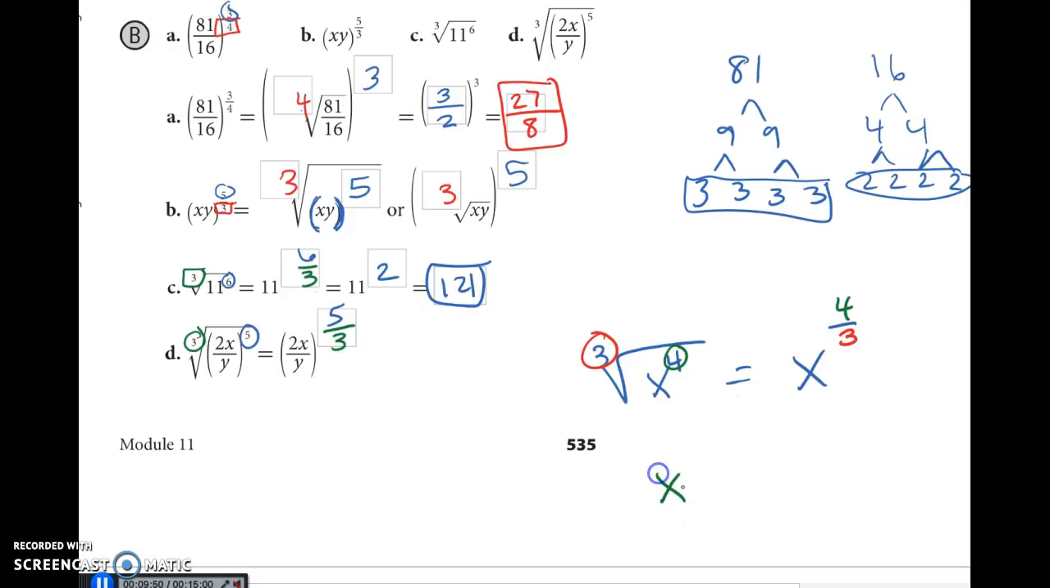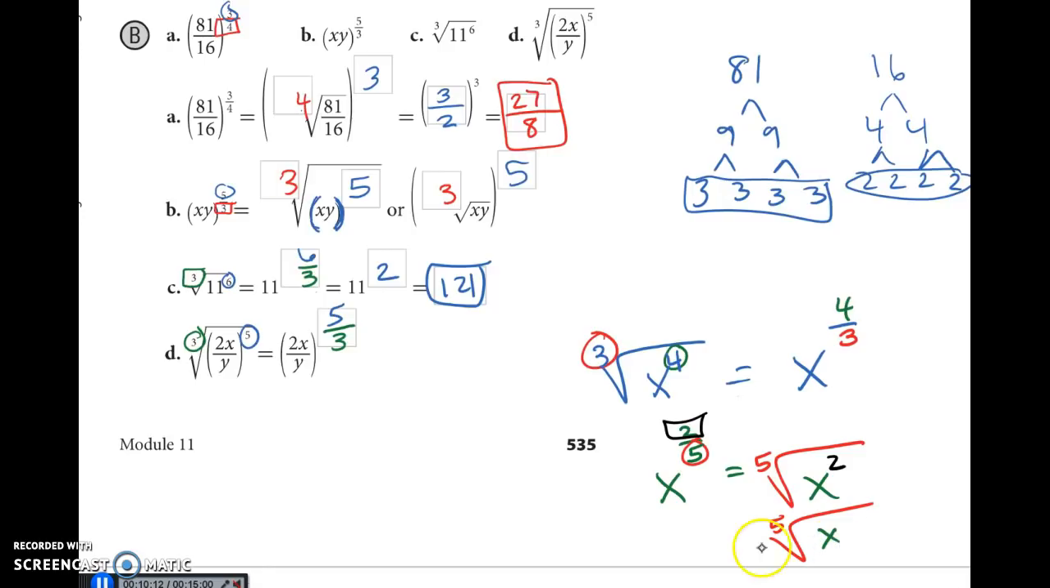And vice versa. Let's say I had x to the power of 2/5. I could rewrite that with 5 as my index, and then the 2 can either go in here, or if I had this set up, there we go, or remember the 2 can go on the outside. Either one, it could go here or it could go there.